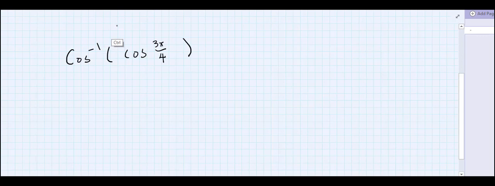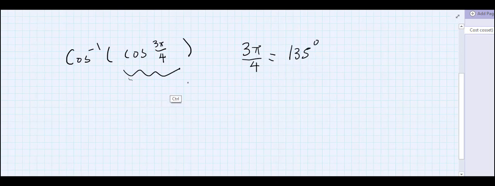Let's take a look at another example. You have inverse cosine of cosine of 3 pi over 4. Now, you first need to evaluate what cosine of 3 pi over 4 is. Well, for those of you who don't like to work with radians, 3 pi over 4 is the same thing as 135 degrees. So what is cosine of 135 degrees?